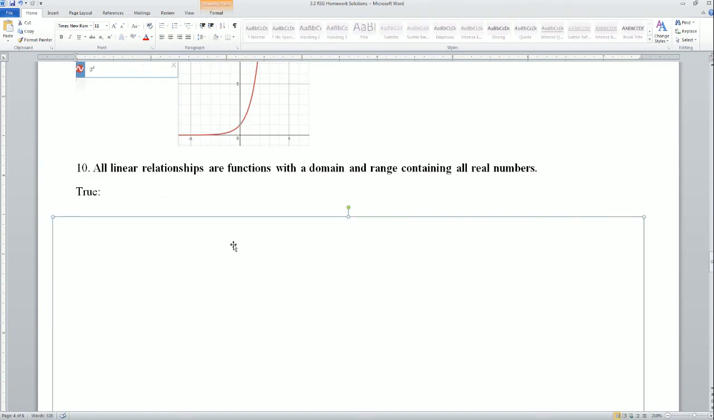10. All linear relationships or functions have a domain and range containing all real numbers. That is true.